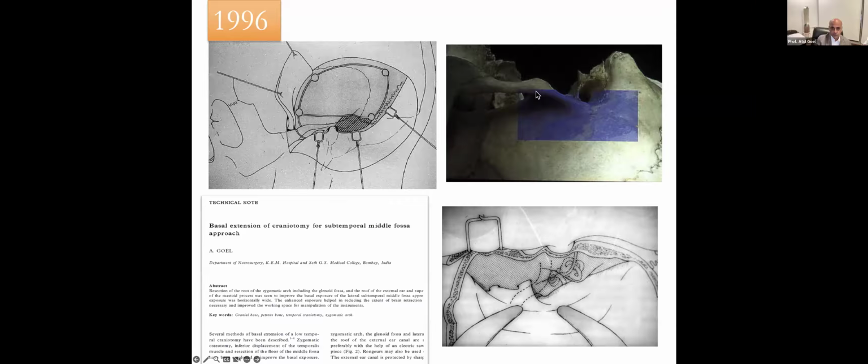And this was my exposure for the basal temporal approach: removal of the root of the zygoma, roof of the condyle, roof of the external ear canal, and mastoidectomy to do basal temporal work. And then you get this exposure for the petroclival area. So this was 30 years ago, in 1996, with a little bit of modification here and there.